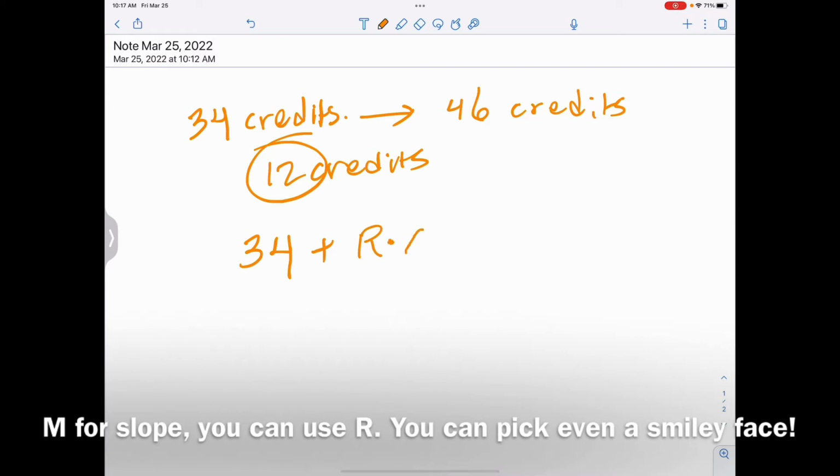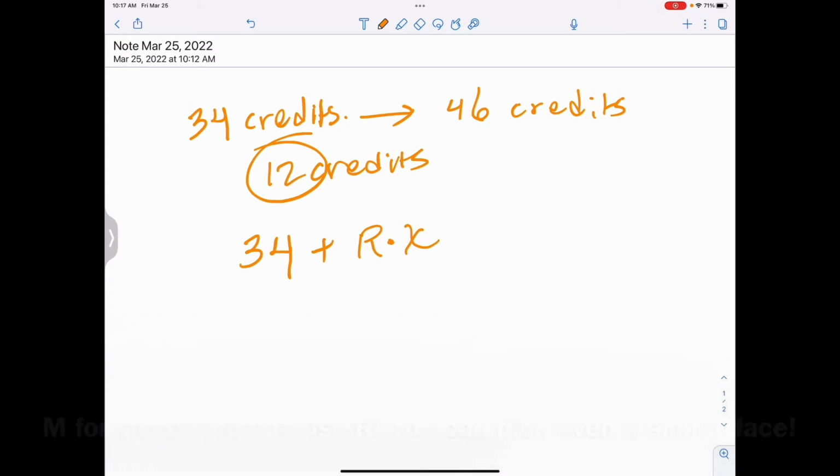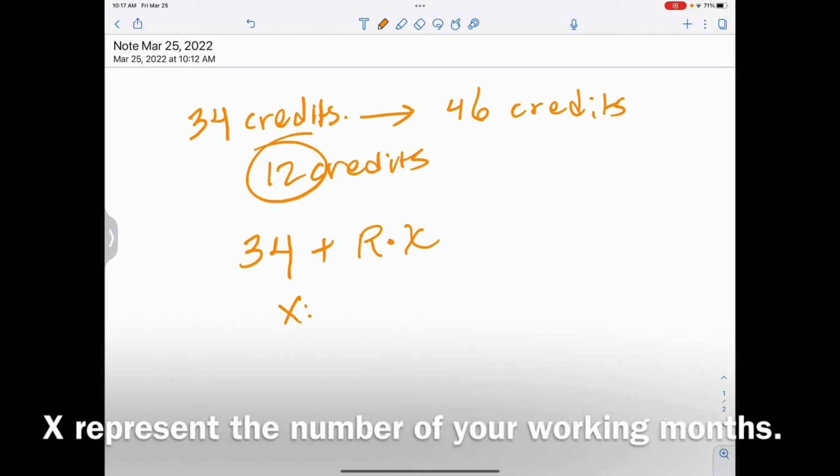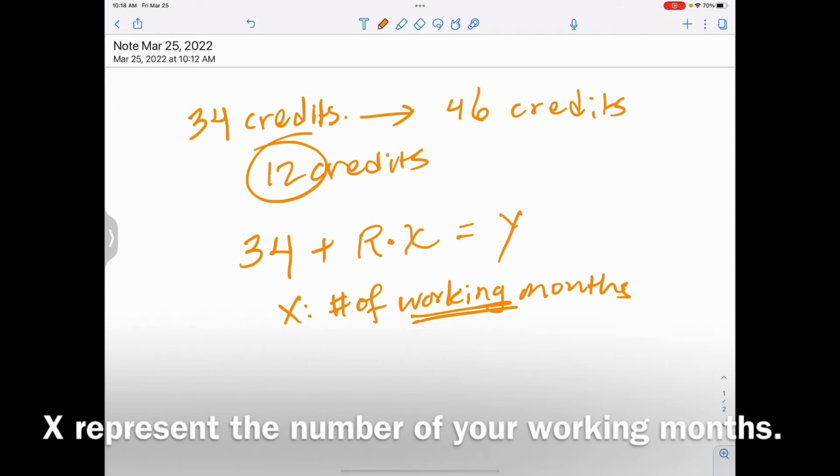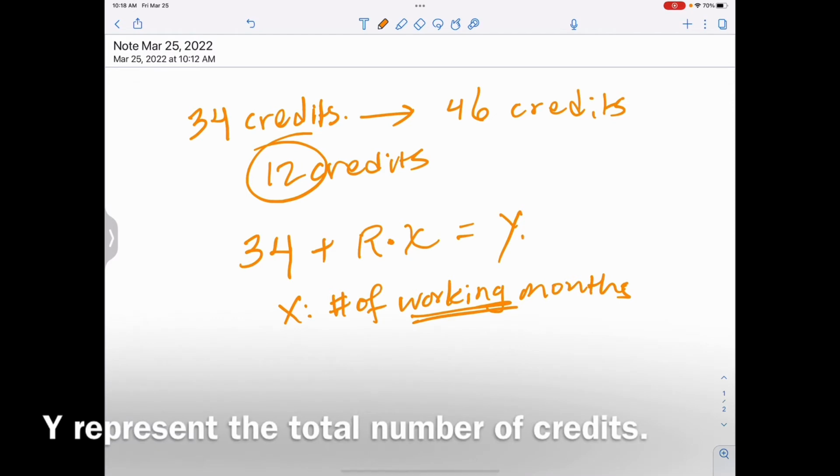So R times X, and then you also need to define what X is. I will say X represents the number of working months. The reason that I say working months is because some of you guys are planning to work during the summer break. Some explicitly said, no, I will have my summer off. In that case, you should not count those summer months, okay? So 34 plus R times X is equal to how many credits? Y is the total number of credits in this case.